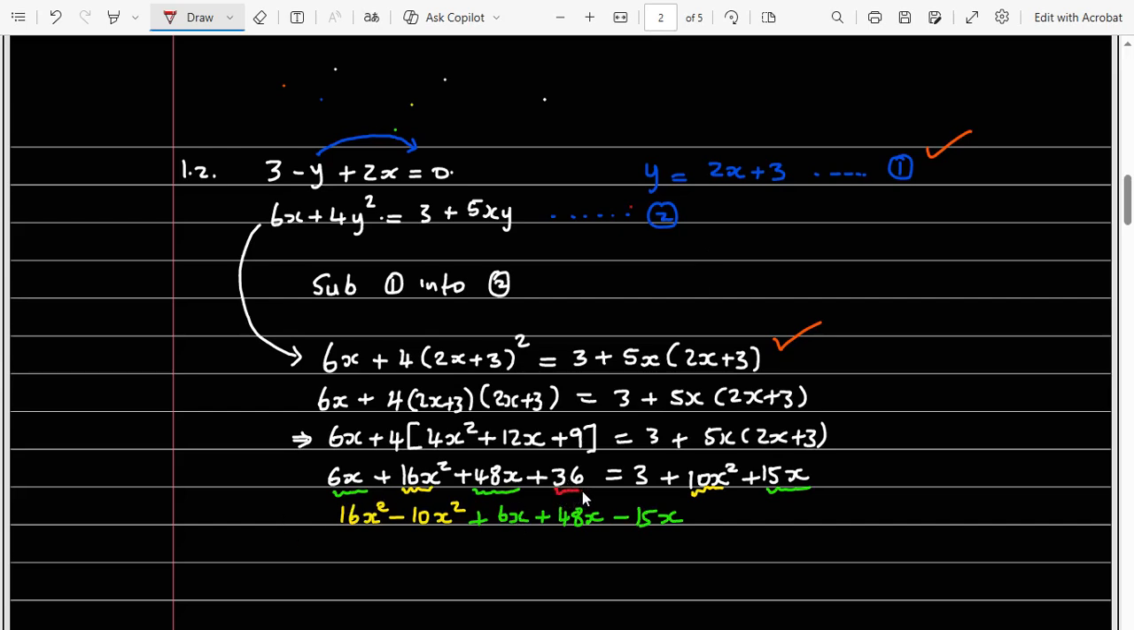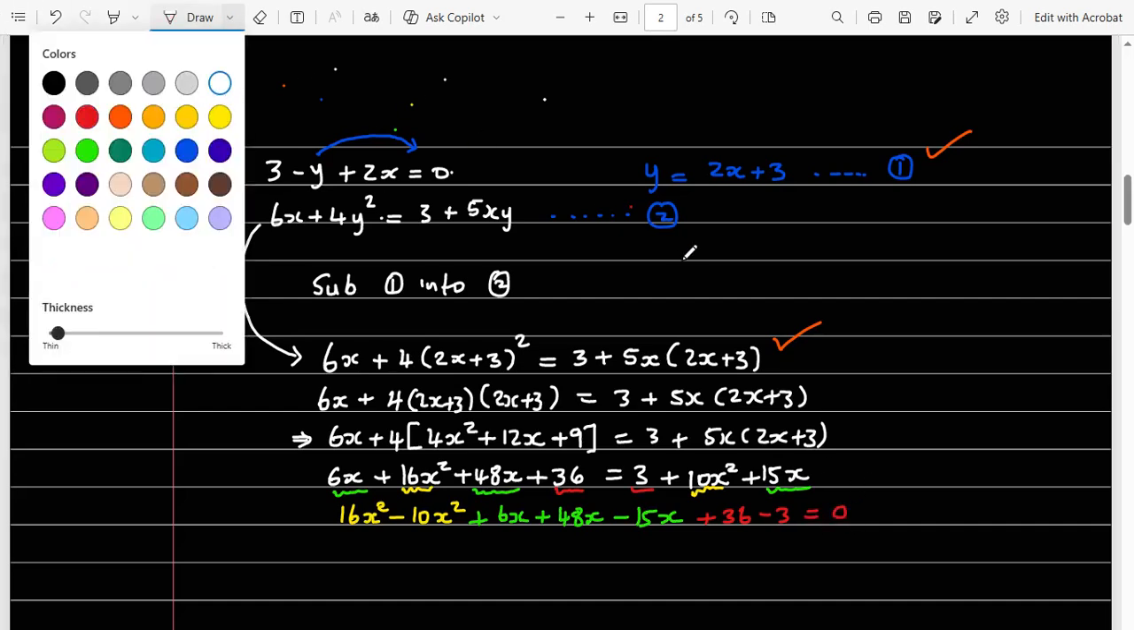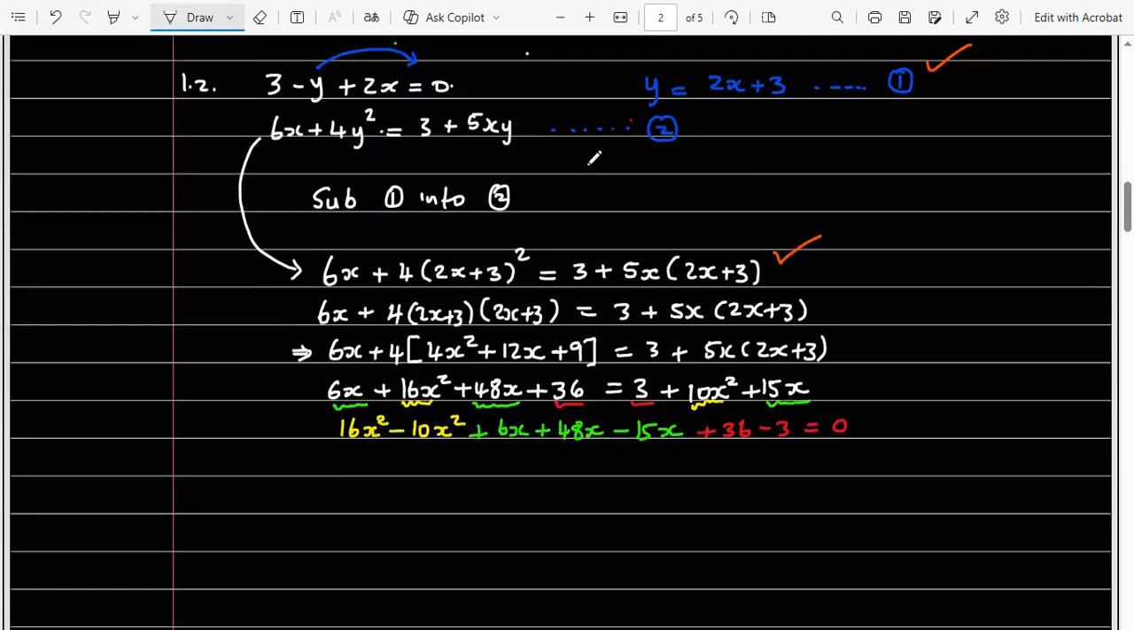Then I have the 36 with the 3. So it's going to be plus 36. The 3 is on the other side. When it comes this side, it's negative. Let's equate everything to 0. So now when I have something like this, I can just go and add the like terms and see what I get.